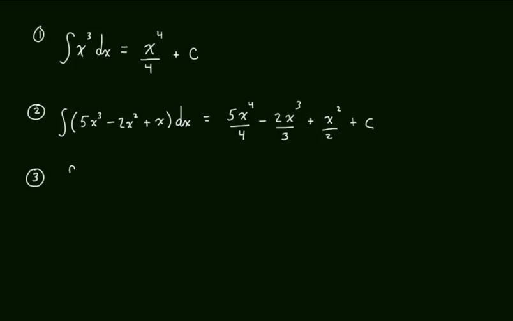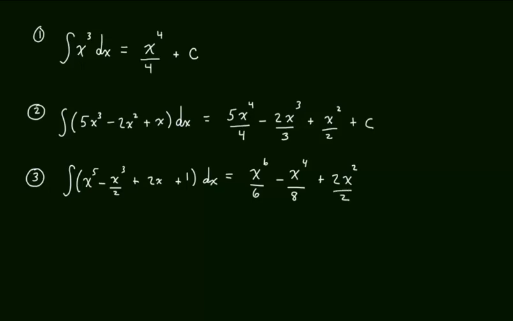Okay, example number 3. Let's do x to the power of 5 minus x cubed over 2 plus 2x plus 1 dx. X to the power of 6 over 6 minus x to the power of 4. I already have a 2 in the denominator, so now it's 2 times the 4, which is 8, plus 2x squared over 2, plus, and I think what gives me the derivative of 1? Well, simply x plus c.